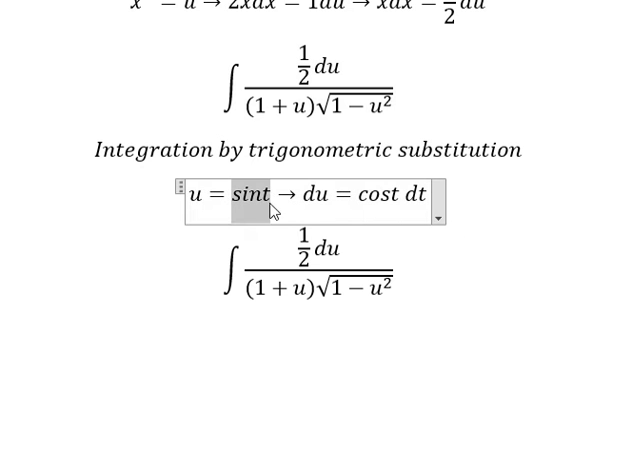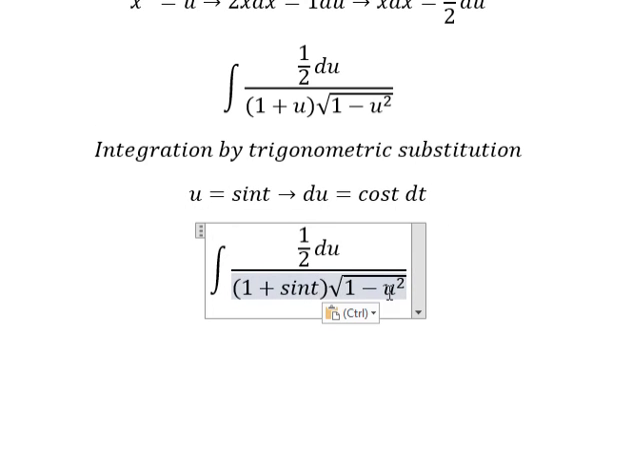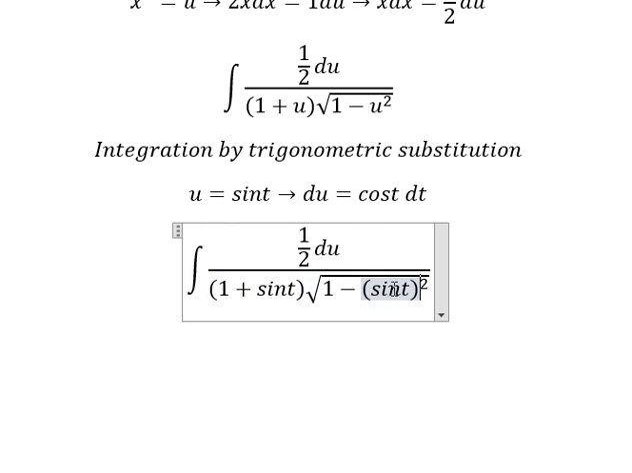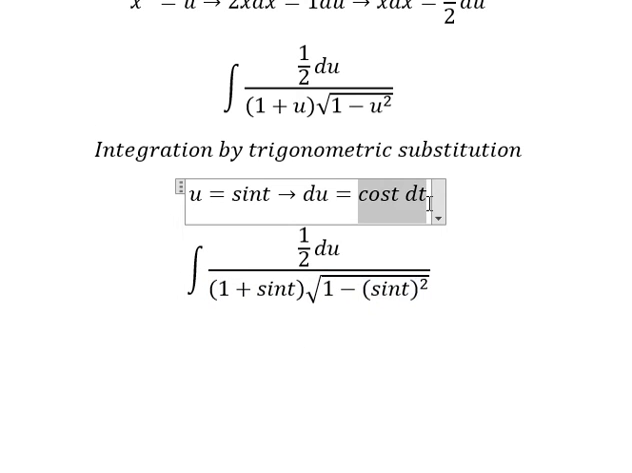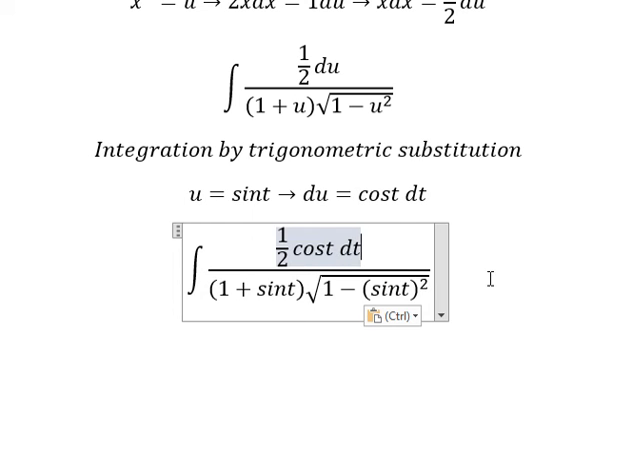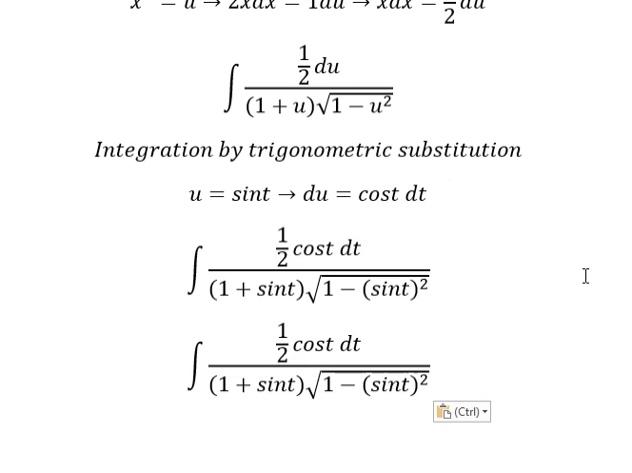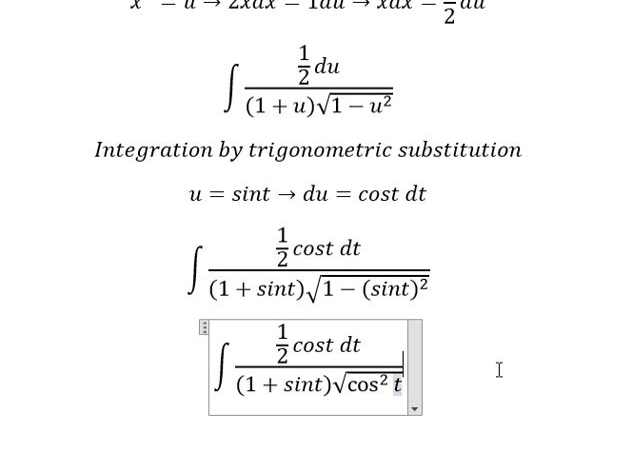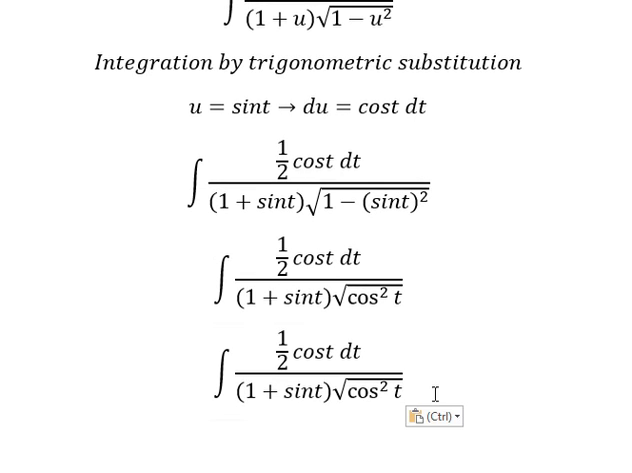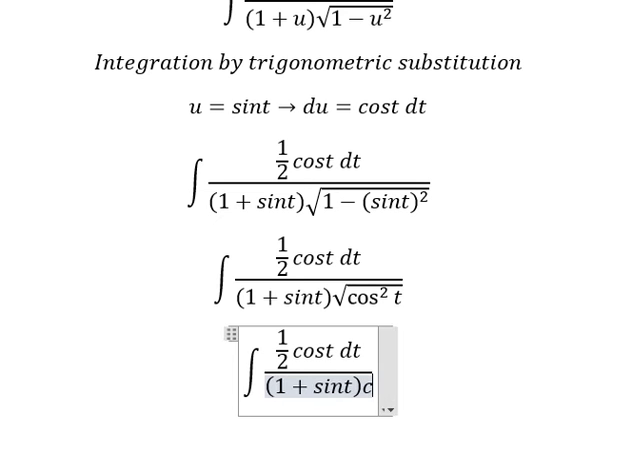So I will put this one here, this one here. Du we change by this one. So this one we change by cosine t squared. This one we have cosine t.